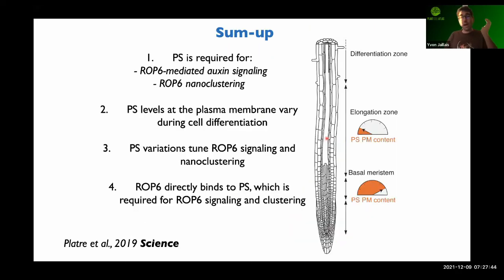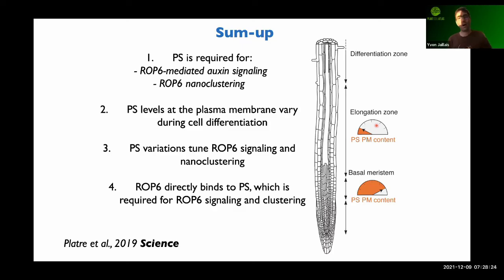And so is this variation of PS at the plasma membrane important? We think it is, because in this cell, we have more or less PS at the plasma membrane, so we have more or less ROP6 going into clusters. And so we have a stronger response in cells that have more PS than in cells that have less PS. So you can think about it like that: if you have a certain concentration of auxin, it will have different signaling output depending on the concentration of PS at the plasma membrane. So auxin is a regulator, but PS is also a regulator.